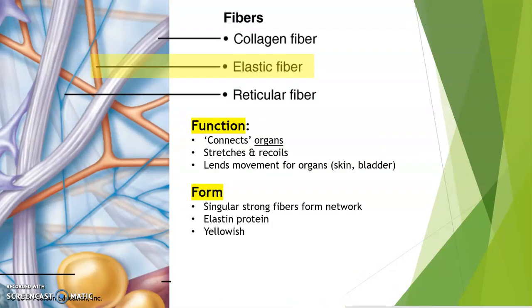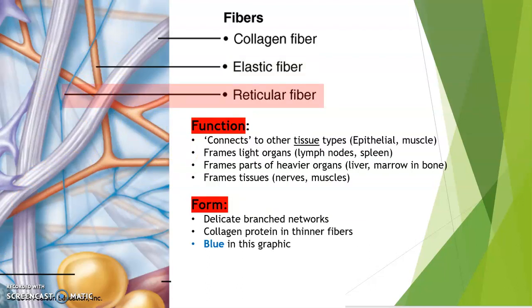When it comes to elastic fibers in connective tissue, those elastic fibers tend to connect organs. They're not as strong as the collagen fibers, these elastic fibers, but they can certainly support organs, and they can stretch and recoil in many different directions. They lend movement to organs like skin, which is your biggest organ, and things like a bladder, which stretches quite a bit. These are singular, strong fibers that make a network that you're seeing here. They're made of elastin protein. They tend to be yellowish or yellow-orange.